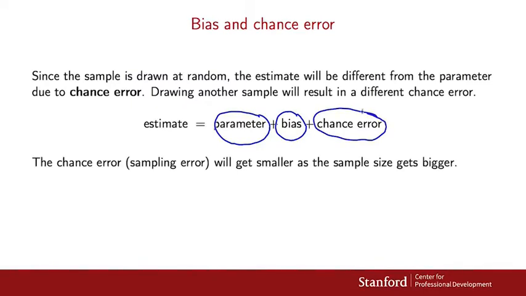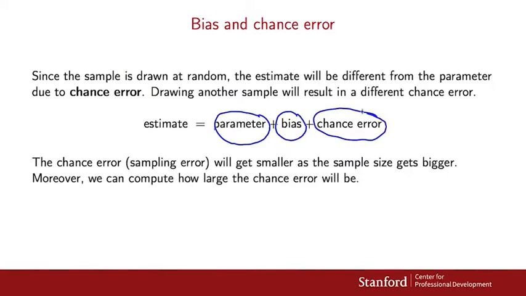So while the chance error is unavoidable, it turns out we can make it small by taking a bigger sample size. Moreover, we can compute how large the chance error will be. So it's totally in our control to choose the sample size large enough such that the chance error is sufficiently small. And we will see later how to do that.